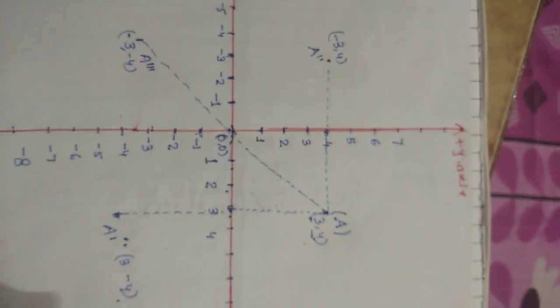This is about how we reflect a point in different coordinates, through the x-axis, y-axis or the origin.